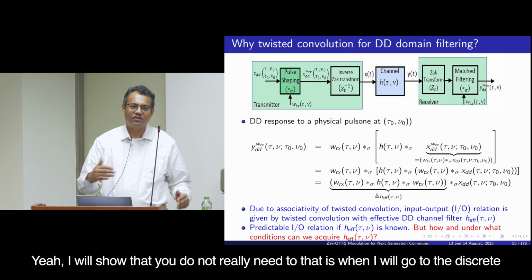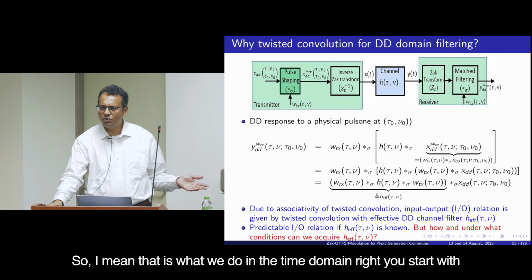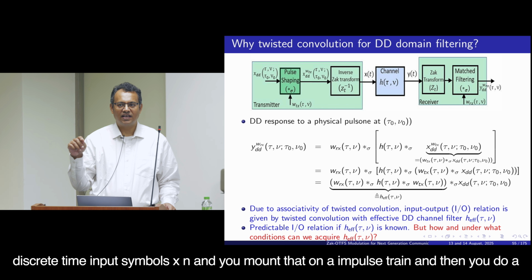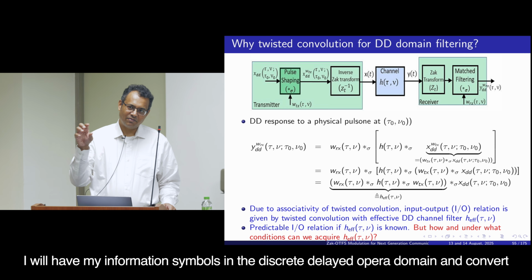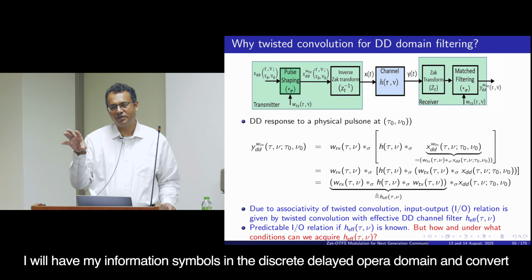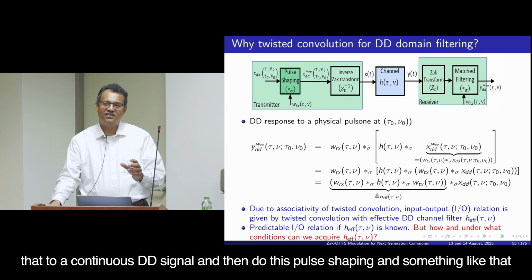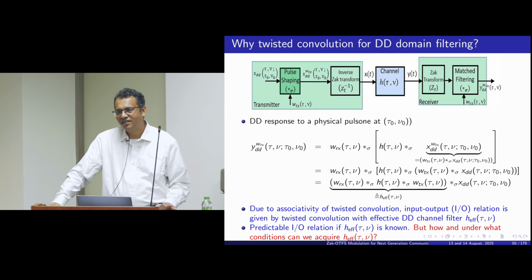That is when I will go to the discrete delay-Doppler domain. Okay. So, I mean that is what we do in the time domain, right? You start with discrete time input symbols x n, and you mount that on an impulse train, and then you do a pulse shaping of that, right. Something similar I will do. I will define a discrete delay-Doppler domain. I will have my information symbols in the discrete delay-Doppler domain. I will convert that to a continuous DD signal and then do this pulse shaping and something like that. Okay.